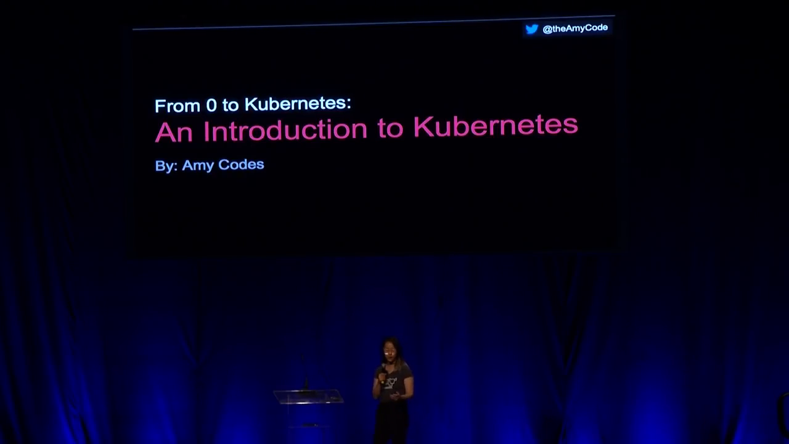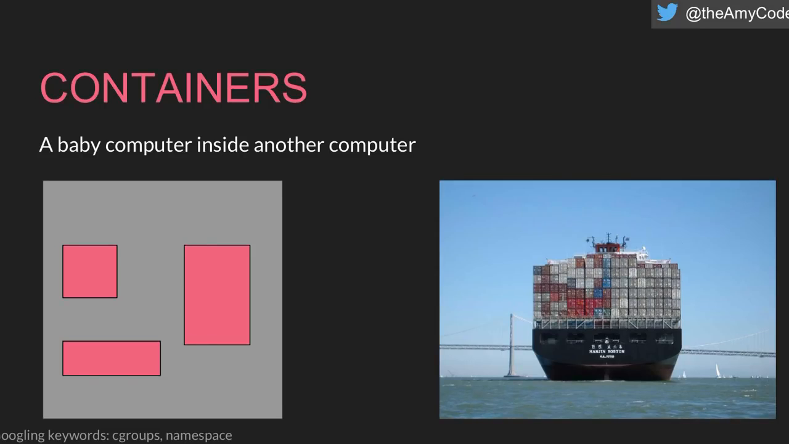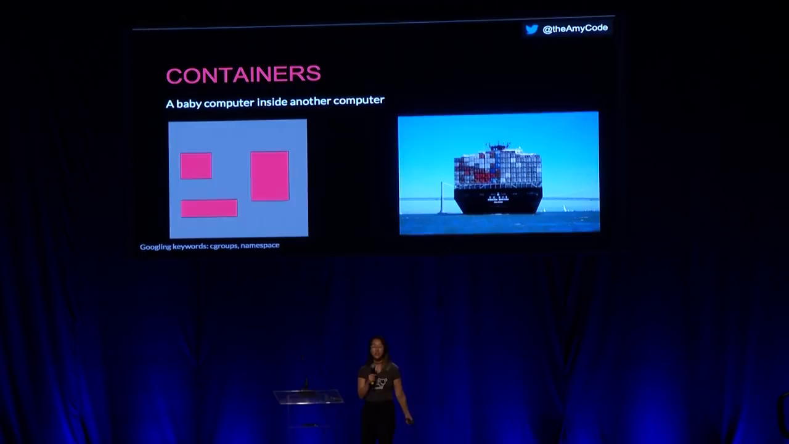So the idea is that you want to be able to abstract away your infrastructure so that application developers can just release their code into the cloud, whatever that means, right? It's a really vague term that just means a bunch of servers. So at the core of Kubernetes is containers. The way I like to describe containers is that they're a baby computer inside another computer. The baby computer being your container and the other computer being the server.